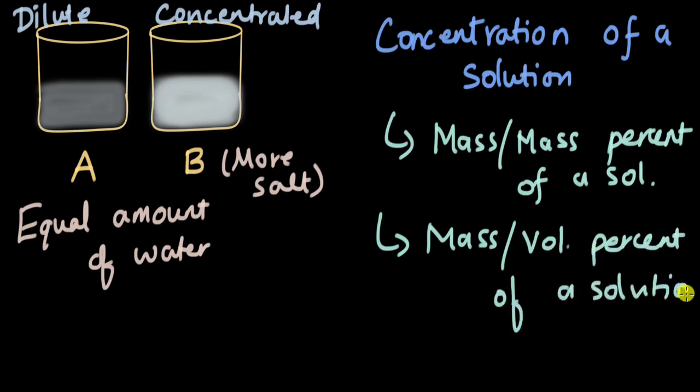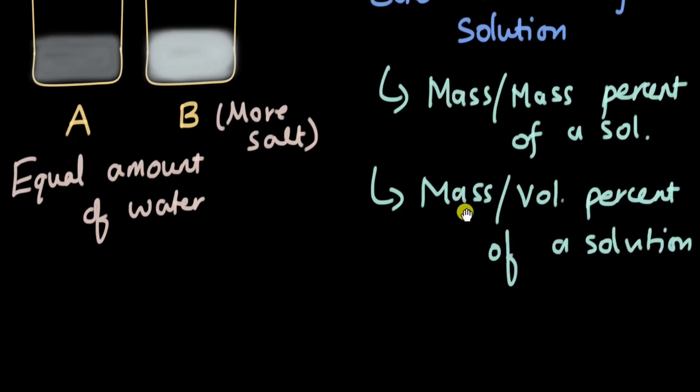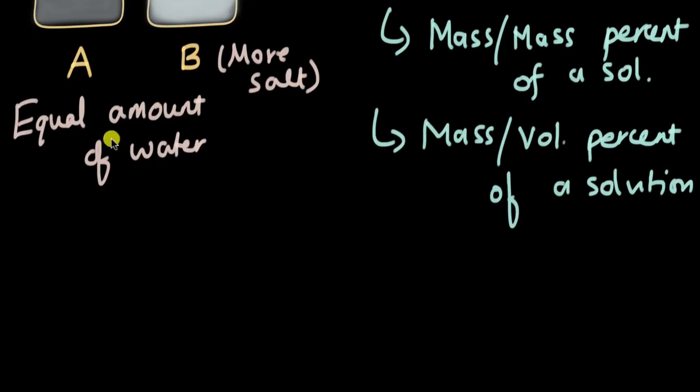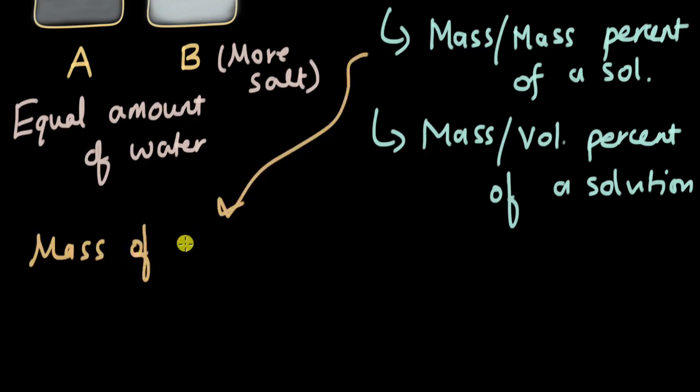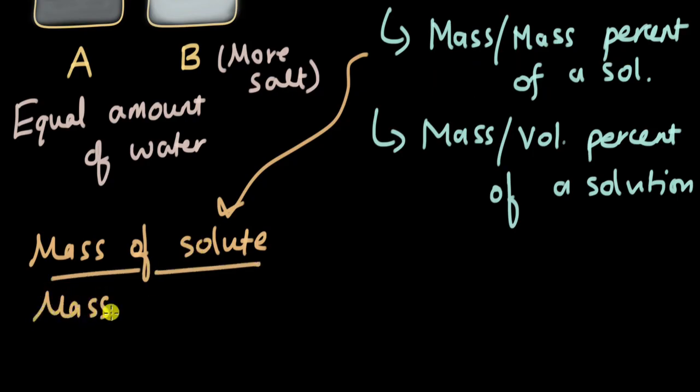So let's look at each of them. For the first one, mass by mass percent of a solution, and let's stick to the example of salt water. In this case, solute will be salt, solvent will be water. So mass by mass percent of a solution is mass of solute divided by mass of solution into 100.